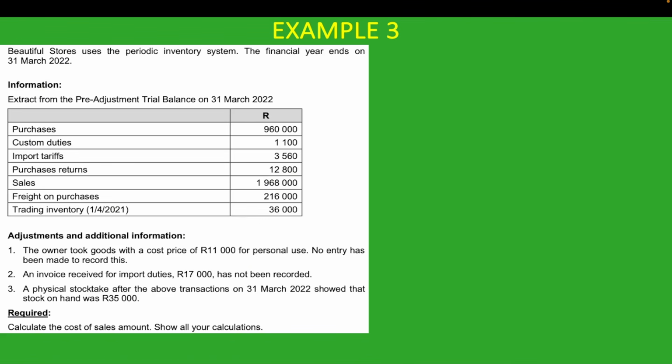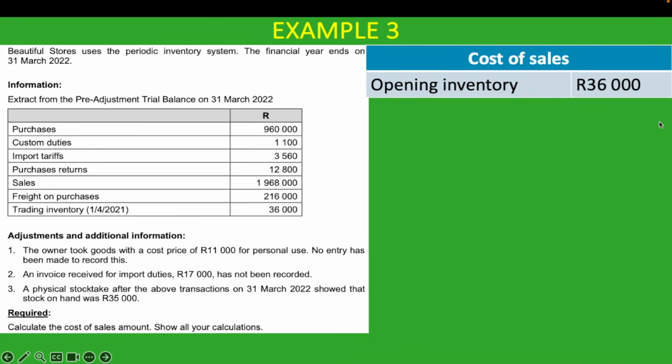Okay, I hope you have done that. I hope you've paused. I hope you've attempted it. And so let's calculate our cost of sales. Of course, the first thing that we're going to bring up is our opening inventory. Where is our opening inventory? Well, let's look at our financial year end. We are told here this is the extract from the pre-adjustment trial balance on the 31st of March 2022. That means it started on the 1st of April 2021. And so I'm looking for inventory at that date. And you can see down here, I've got trading inventory, 1st of April 2021, 12 months ago. That's our opening balance, 36,000 Rand. And so I'm going to bring my opening inventory, 36,000 Rand, as a positive, of course.